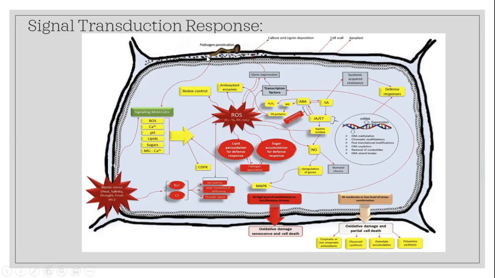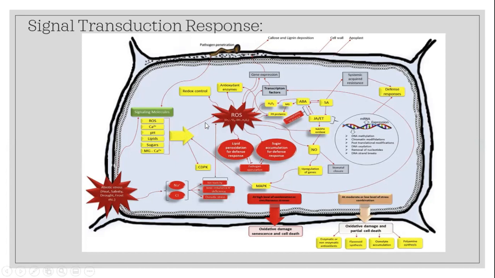So it is degrading the cell wall. It produces a signal that leads to formation of various molecules, which are nothing but the secondary messengers, which include ROS, calcium ions, a change in pH, certain lipids, certain sugars, and certain ion concentrations also change. Based on this, various responses can take place.